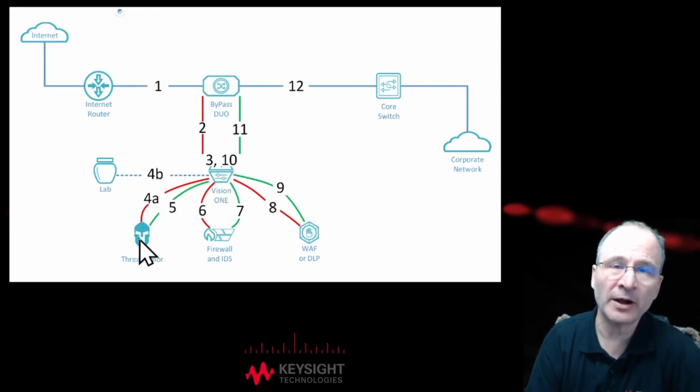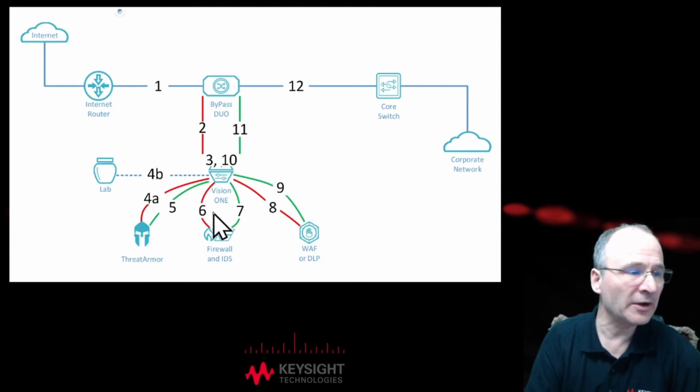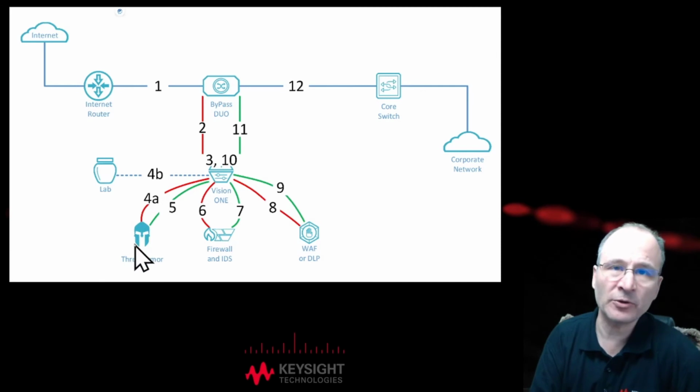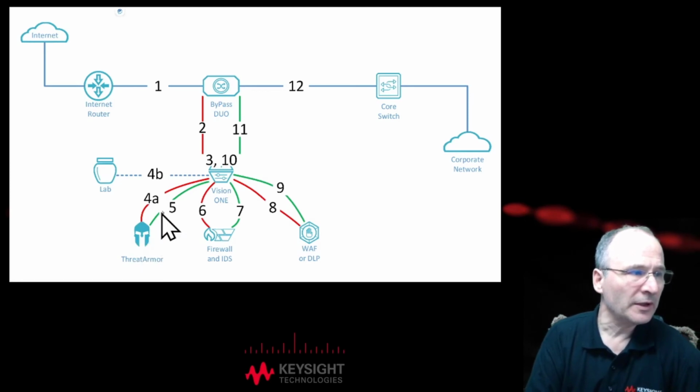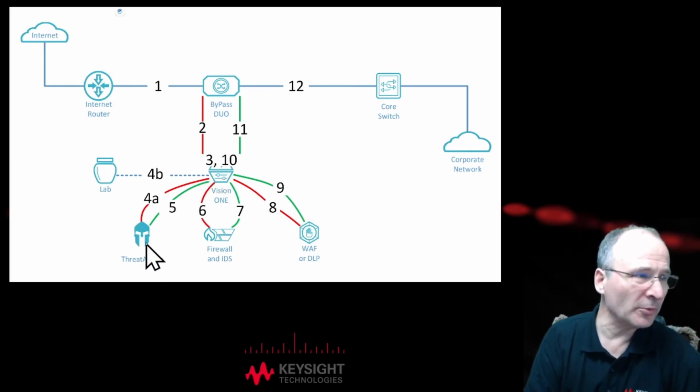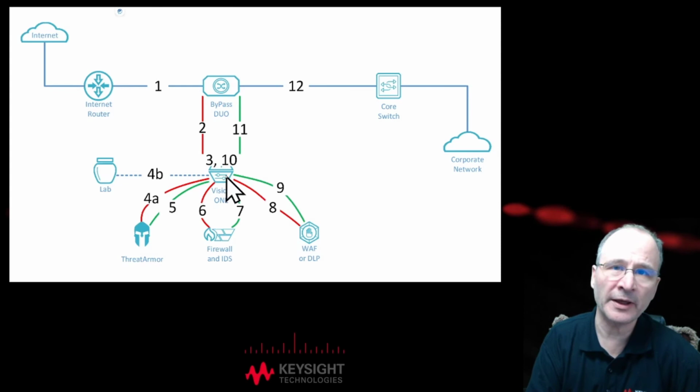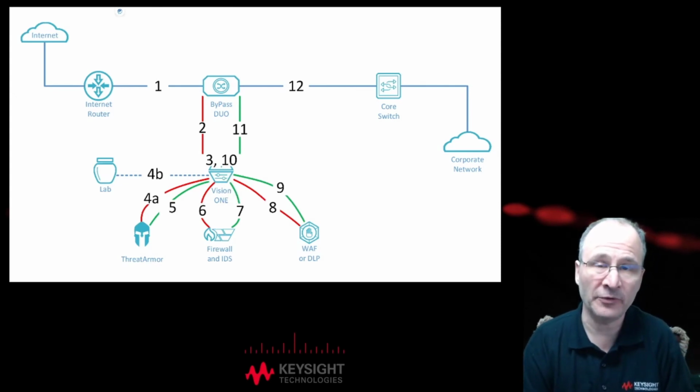Threat armor is a box that makes the rest of your tools much more efficient because it can remove bad traffic off of the network, and therefore the firewall is only inspecting good traffic. So any sort of denial of service or bad actors out there on the internet would just be immediately stripped off the top by the threat armor. Very cost effective for many of our customers. Anyways, the traffic comes down to the threat armor and it goes back up to the Vision 1, and that completes the first leg of the service chain.